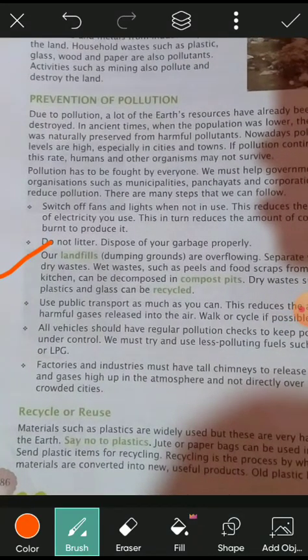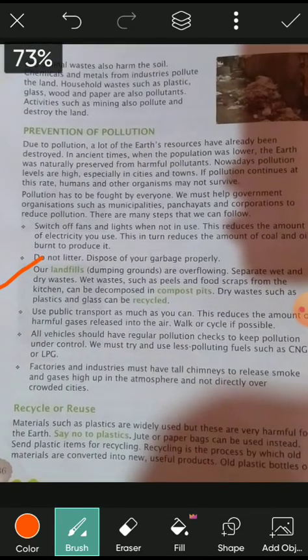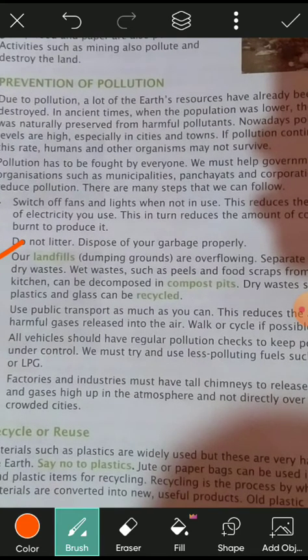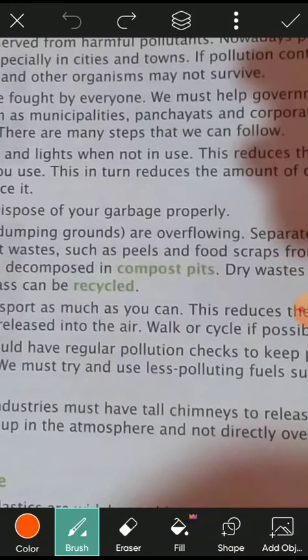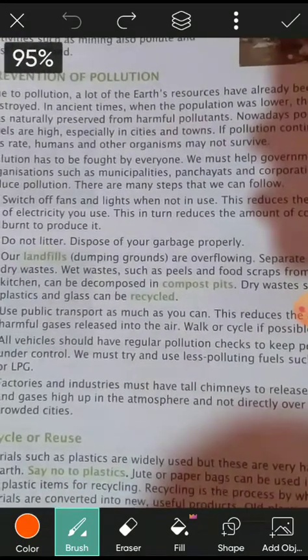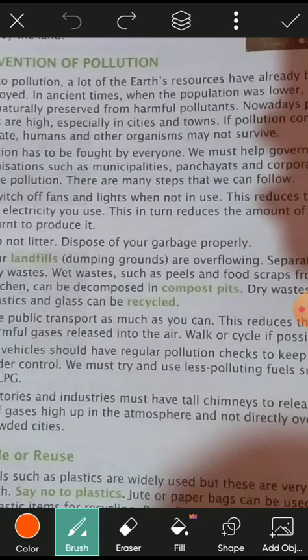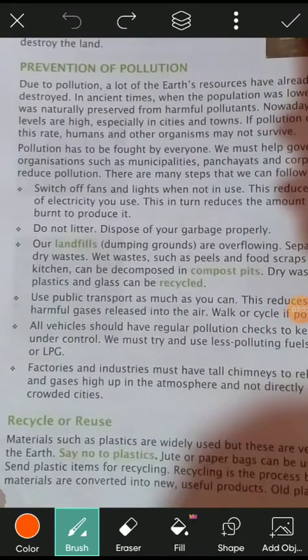third number, our landfills and dumping grounds are overflowing, so separate wet and dry wastage. So there are different kinds of landfills, with some substances that are dry and some are wet. So first of all, we have to remove our wet wastage. Wet wastage such as peels and food scraps from the kitchen can be decomposed in compost pits. So first of all, we have to remove our wet wastage that is coming from our kitchen. We can decompose it in compost pits.